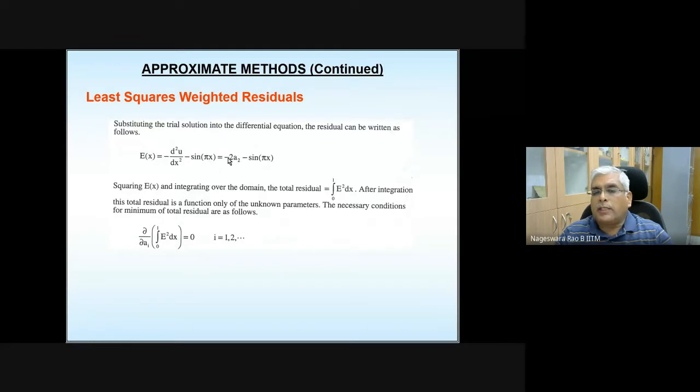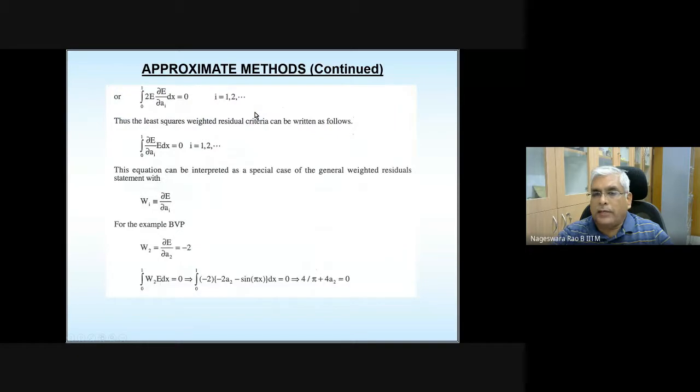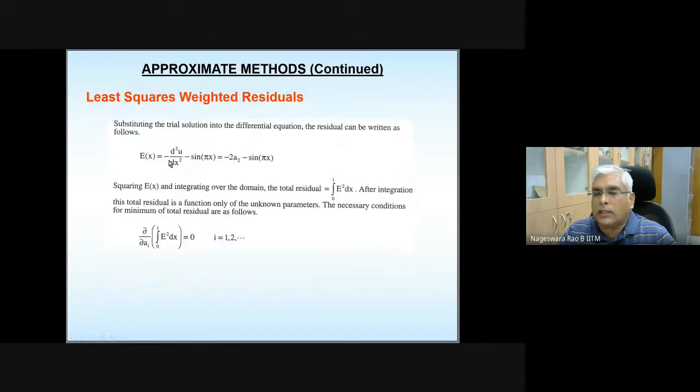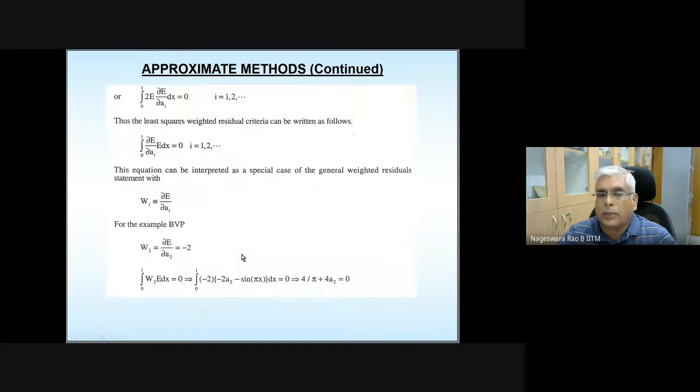And once you get this error function in least square weighted residual method, once you understand this concept, you can directly skip. You don't need to go for each of the problem. You don't need to go through all these steps. You can directly jump to this one. This is the criteria, least square weighted residual criteria.